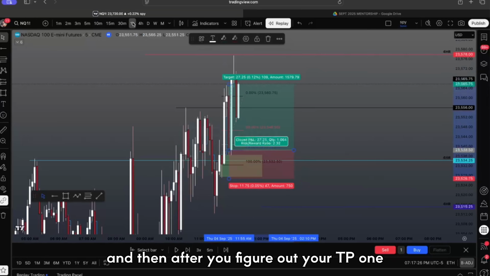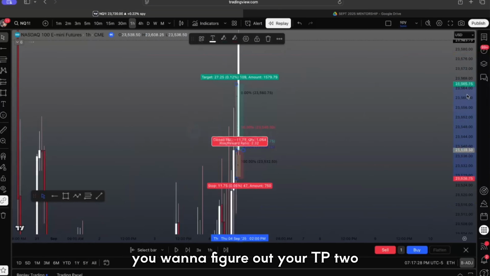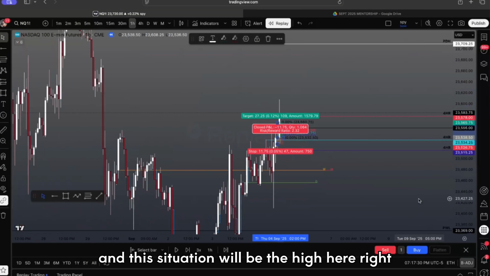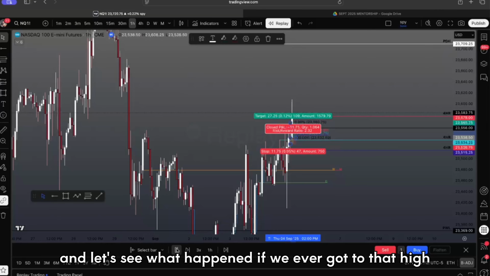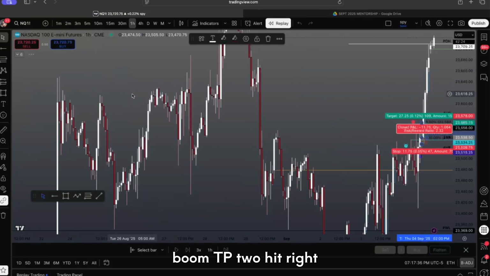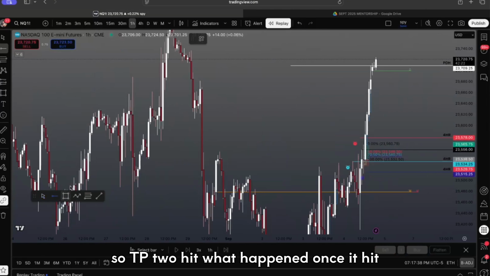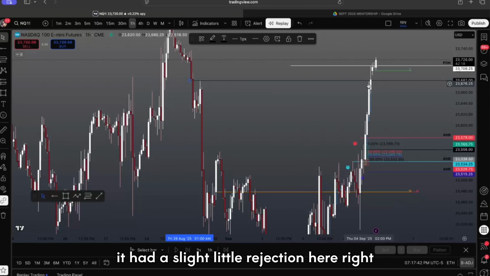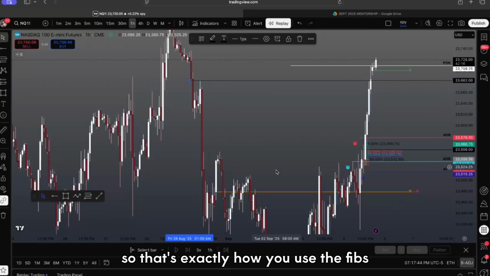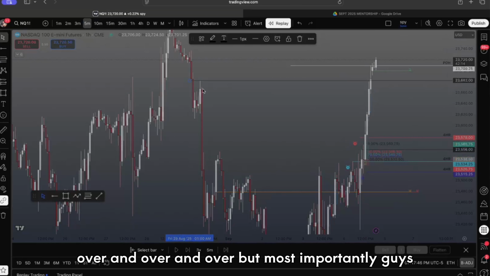And then after you figure out your TP1, you want to figure out your TP2 off your larger time frames. In this situation, it will be the high here, right? And let's see what happened if we ever got to the high. Boom, TP2 hit, right? Once it hit, it had a slight little rejection here, right? And then broke above. So that's exactly how you use the fibs over and over and over.